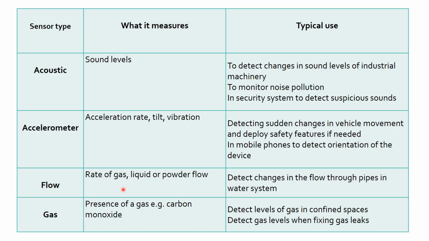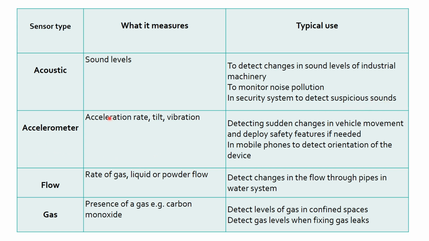So in this slide I have mentioned some sensor names, what they measure, and their typical uses, like where we can use these types of sensors. The first one is acoustic. It is used to measure sound level, and you can use it to detect changes in sound level of industrial machinery, to monitor noise pollution, and in security systems to detect suspicious sounds.